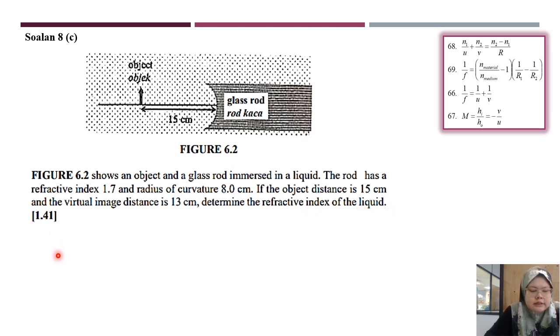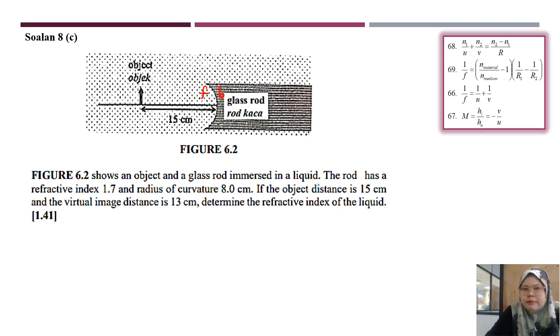Tadi saya lupa nak cerita pasal radius of curvature untuk concave dengan convex surface. Sekejap lagi saya cerita. Alright, so now you have an object here. Objek ini kita akan tentukan dia punya surface of the glass rod. This is the object, and this is the surface of the glass rod. So you kena label this one as front, this one as back.